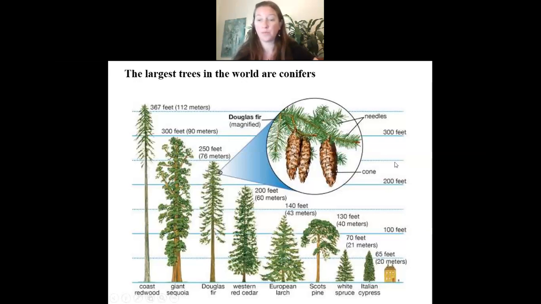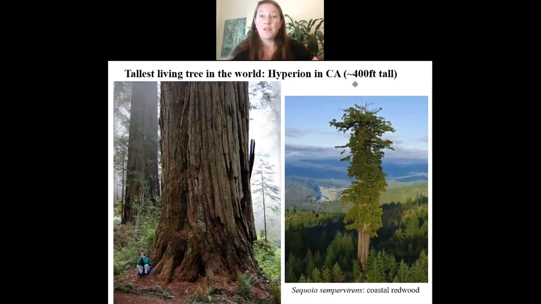That's pretty tall. The tallest living tree in the world is in California, and its name is Hyperion, and it's a type of coastal redwood or sequoia. So you might have heard of somebody talking about sequoias before, or maybe you've gone out to Sequoia National Park, but look at this. This is a person sitting next to Hyperion, and that's a really massive tree.